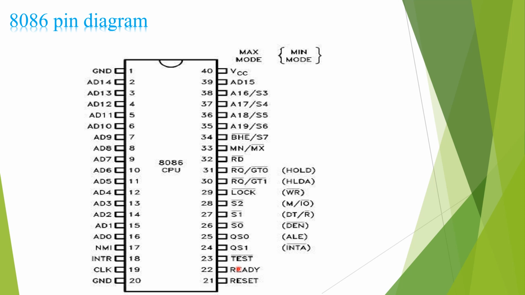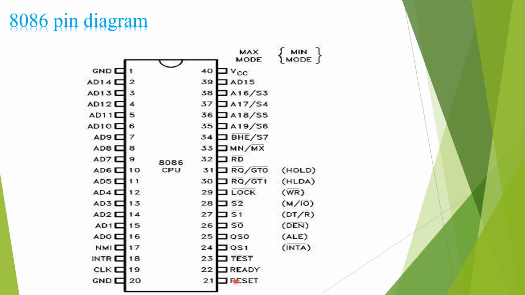After that, pin number 21. Pin number 21 is reset. It is used to reset the execution. It causes the processor to immediately terminate its present activity. It forces the processor to stop the activity. This signal is active high for the first 4 clock cycles to reset the microprocessor.